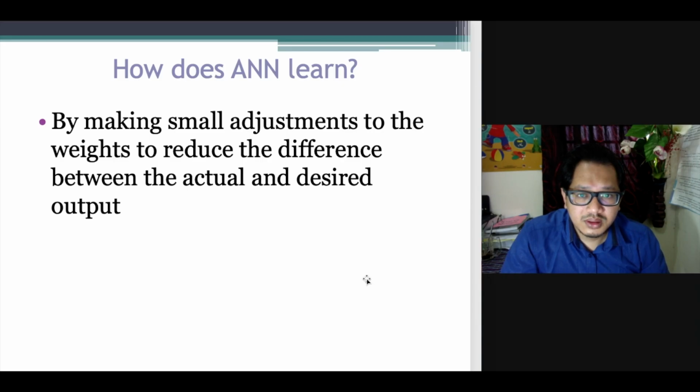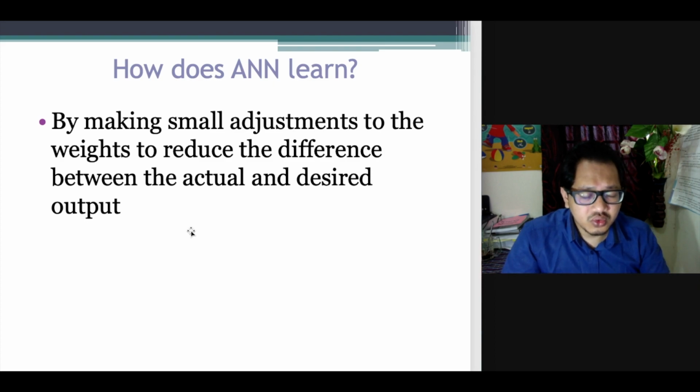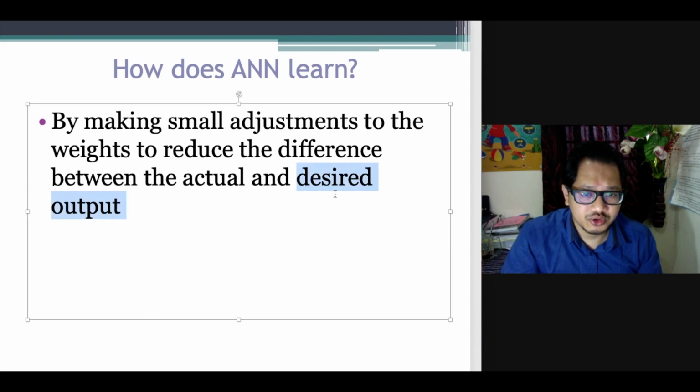Okay, how does ANN learn? Okay, macam mana dia belajar? So dia akan make semua adjustment, edit dia punya weight to reduce the difference between actual and desired output. Okay, dia akan cuba loop, buat iteration sampai dia meet dia punya desired output. Okay, mesti sama. Okay, macam itulah dia akan learn.